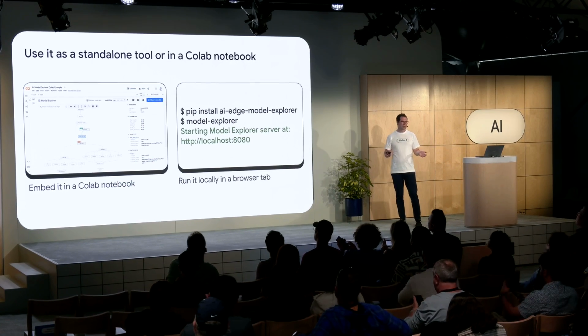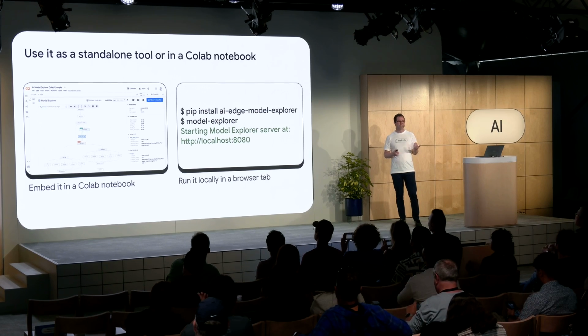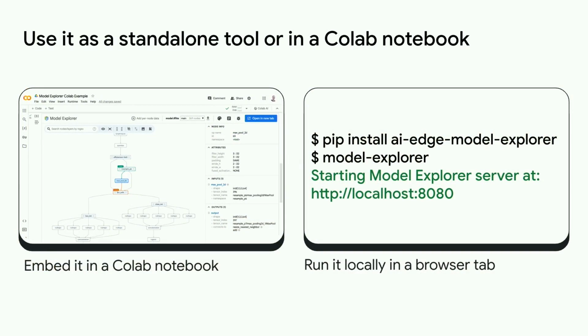Model Explorer is available as a Python package, and it's designed to be used in either of two ways. One option, as you just saw, is inside Colab. We know that so many of you love using Colab as your starting point when working with ML, so we made it super simple to plug Model Explorer into your workflow. Another option is to simply run it as a standalone tool on your local machine. Just install it from pip, run the startup command, and Model Explorer opens in your browser. This approach lets you work quickly and easily with models on your local file system.